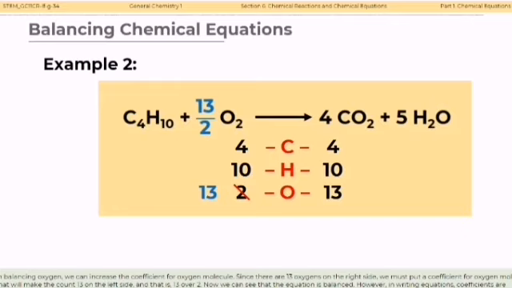In balancing oxygen, we can increase the coefficient for oxygen molecules. Since there are 13 oxygens on the right side, we must put a coefficient for the oxygen molecule that will make the count 13 on the left side, and that is 13 over 2. Now, we can see that the equation is balanced.